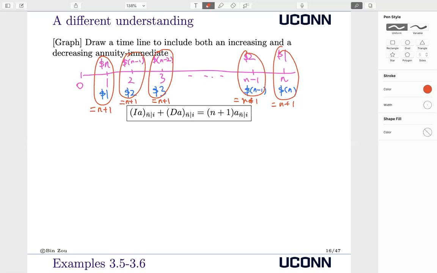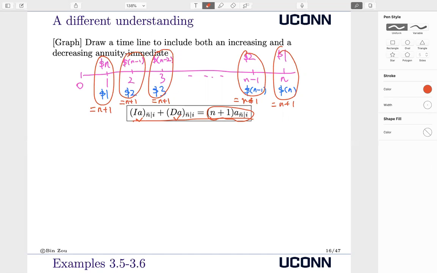What does that mean? This is a way of constructing a new annuity. An increasing annuity immediate plus a decreasing annuity immediate becomes a level annuity. That's why I have this formula. On the left-hand side, I have one decreasing, let's say that's the pink payments, and one increasing, those are the blue payments. Finally, I have those brown payments. They are level annuities with payment n plus 1.